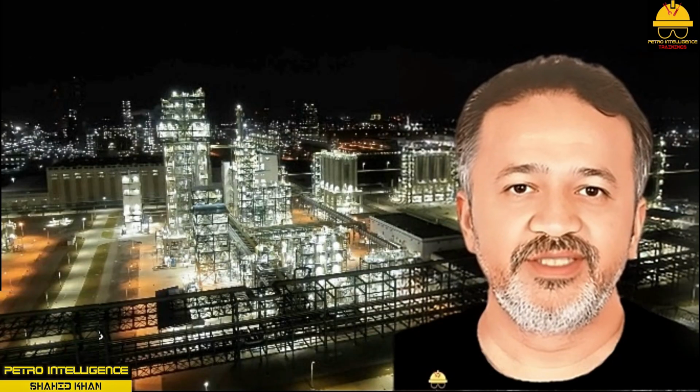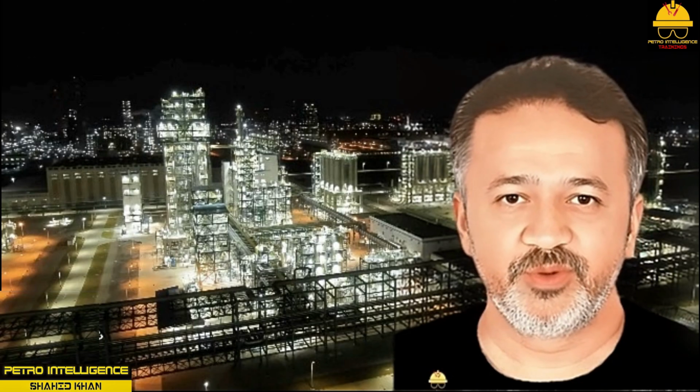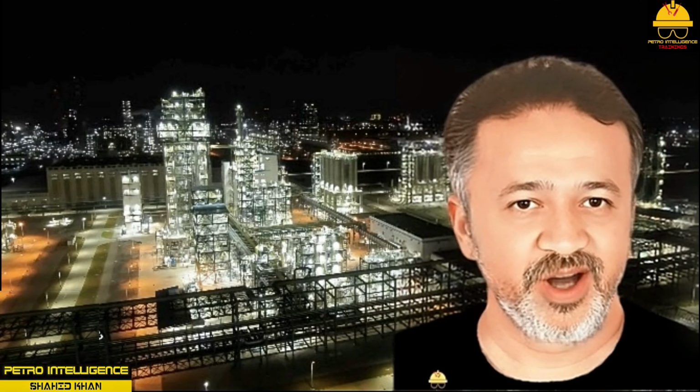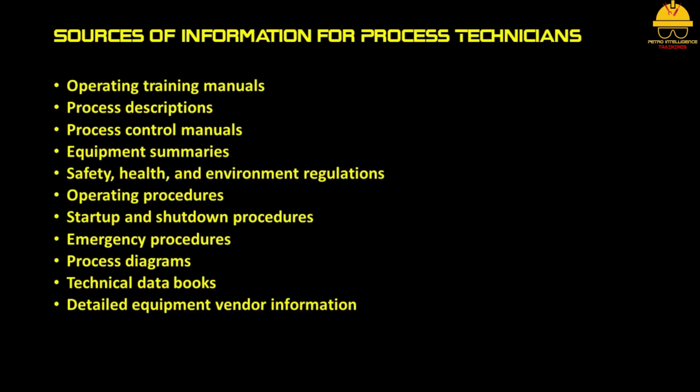Sources of information for process technicians. Information used by process technicians comes from a variety of sources. Some of these sources are operating training manuals, process descriptions, process control manuals, equipment summaries, safety, health, and environment regulations, operating procedures, start-up and shutdown procedures, emergency procedures, process diagrams, technical data books, detailed equipment vendor information.